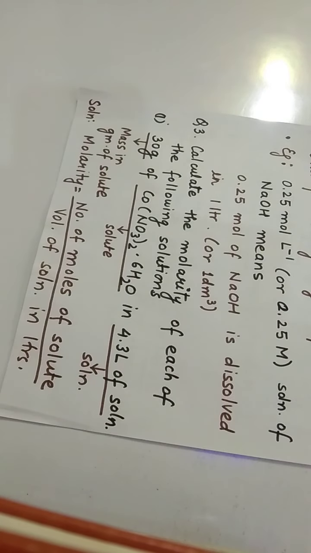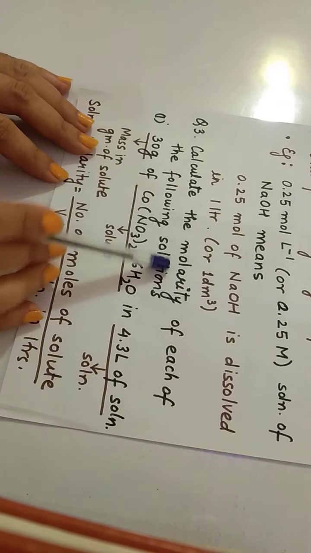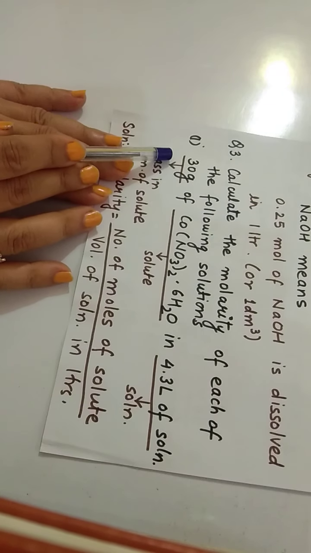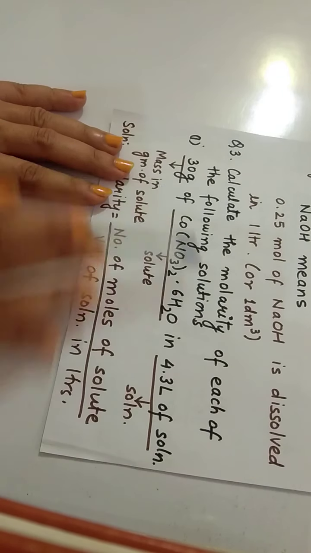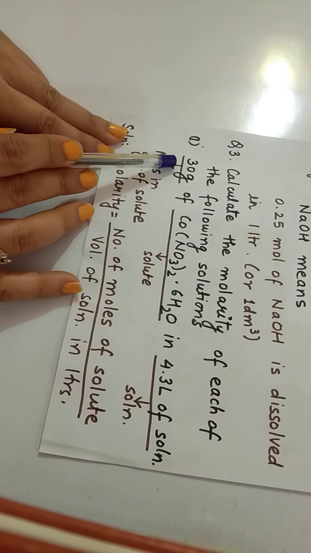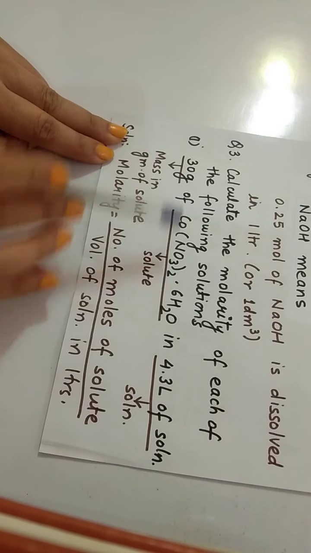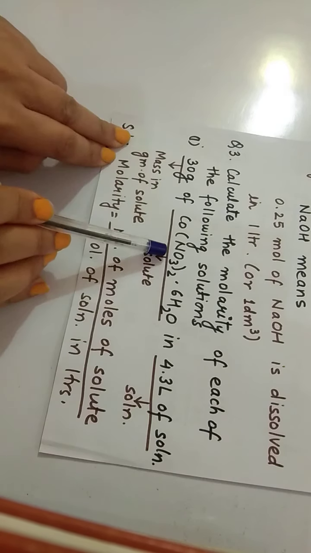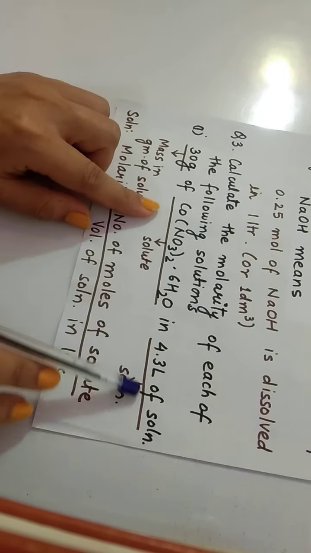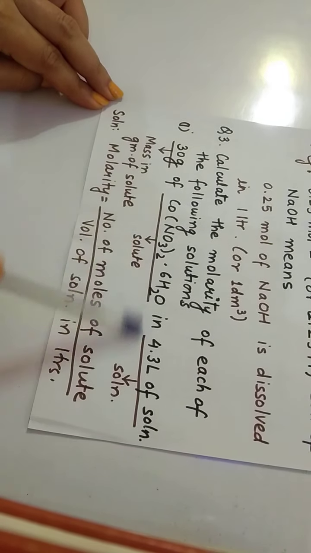Now we'll do one numerical based on this. The question is: calculate the molarity of each of the following solutions. Here two parts are given. In the first part, you have to calculate the molarity. The question is: 30 gram of Co(NO3)2·6H2O in 4.3 liter of solution. You have to find out the molarity of this solution.